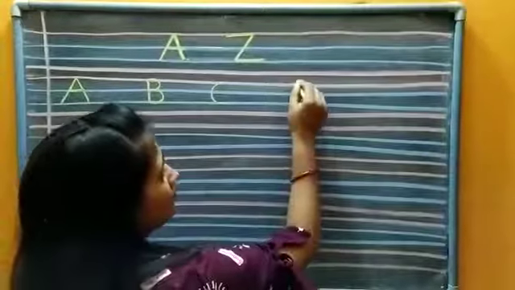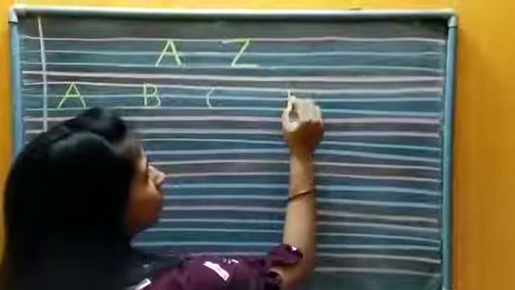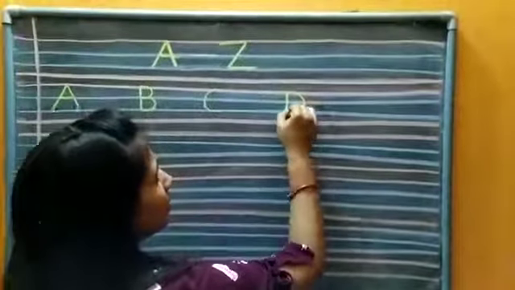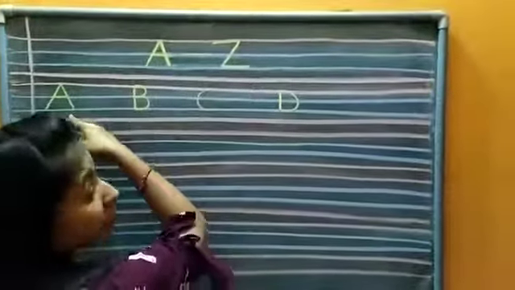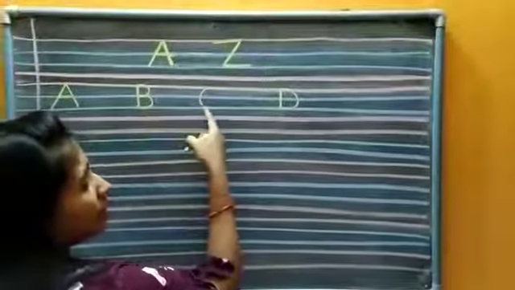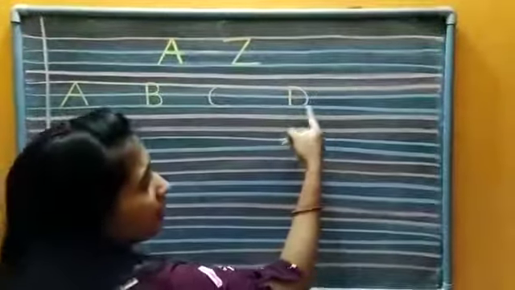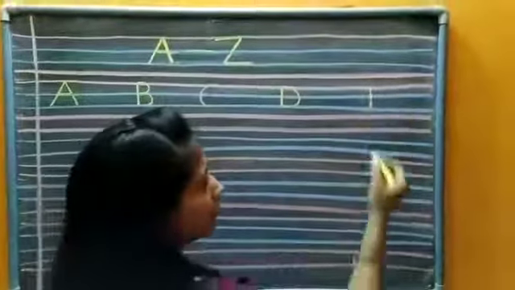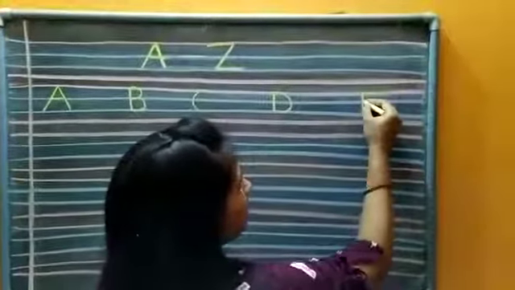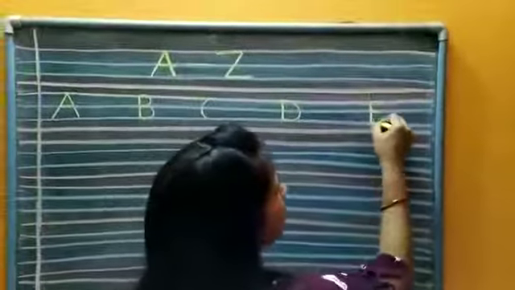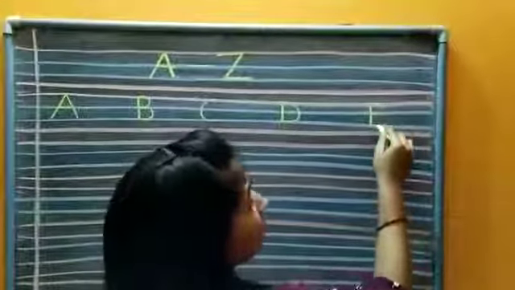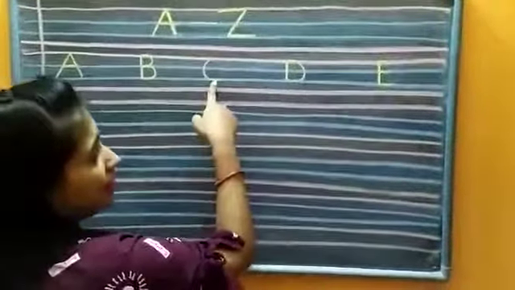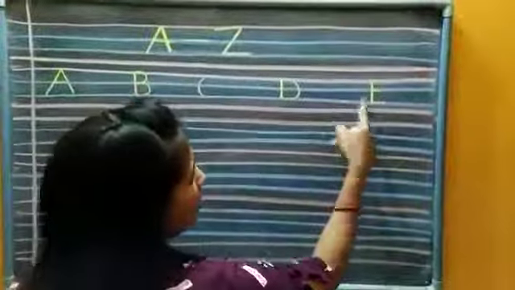So when we have to write D, what we have to make: one straight line or standing line and join it with the curved line like this. It is D. A, B, C, D, and here is the turn to write E. So one standing line, one sleeping line, another sleeping line and one more sleeping line. There are 3 lines while writing E. A, B, C, D, E.